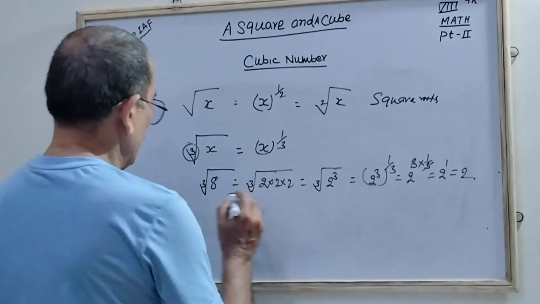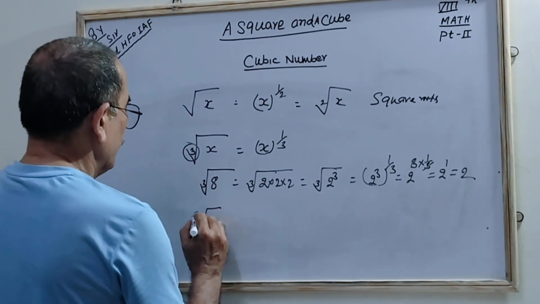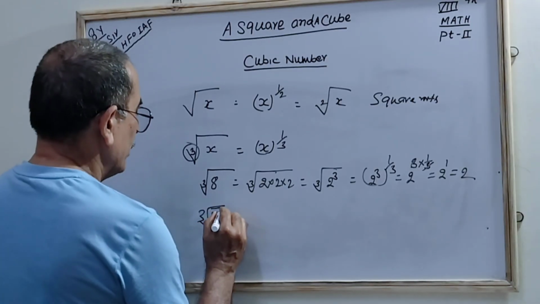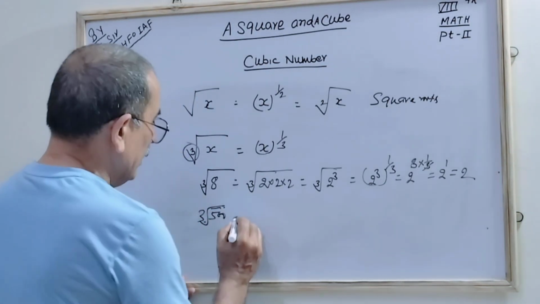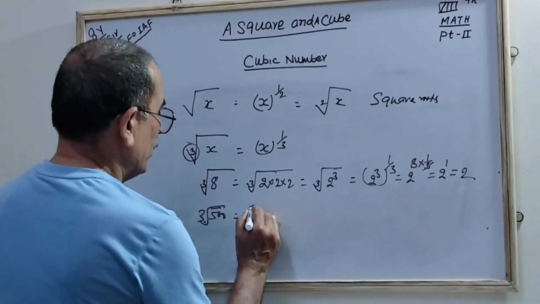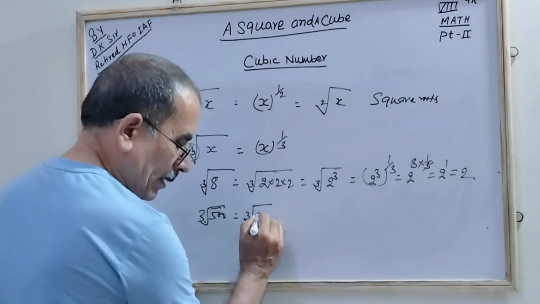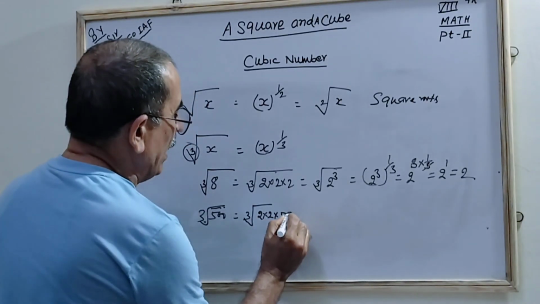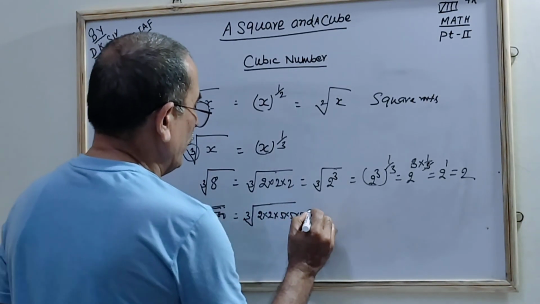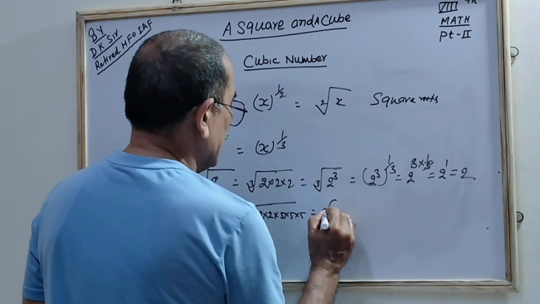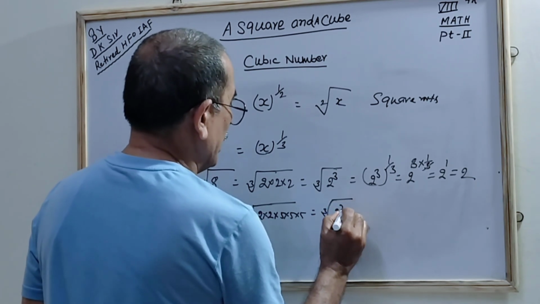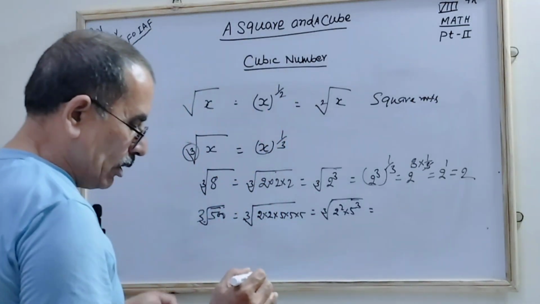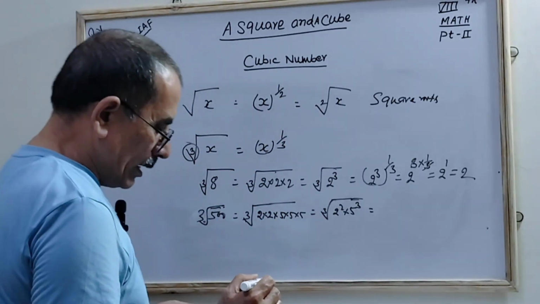So when you find out the cube root of 500, how much is it going to become? It will become 2 into 2 into 5 into 5 into 5. So what do you find? You find that it is a 2 square, and it is a 5 cube. So it is not a perfect one, correct?